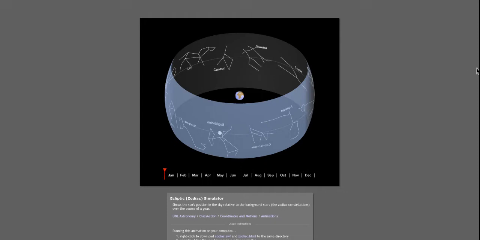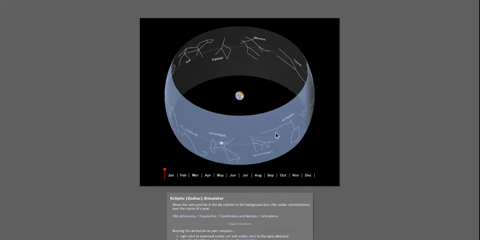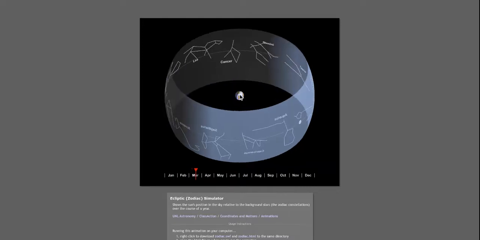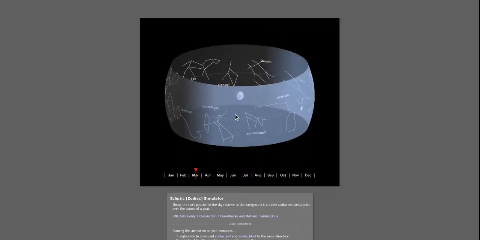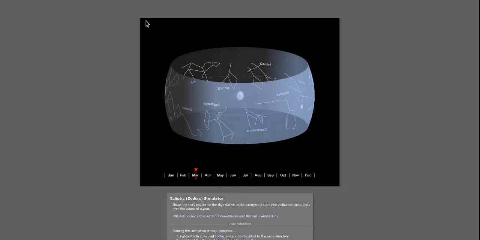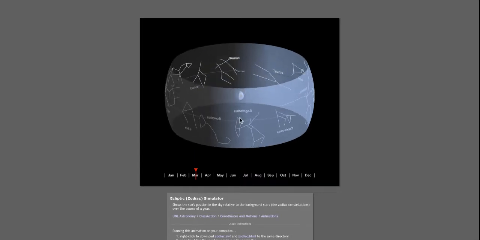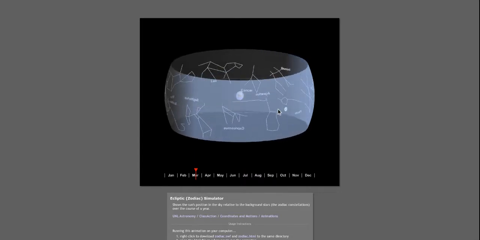All right, I want to show you this Ecliptic Zodiac simulator. So the ecliptic is the line in the sky that the sun follows throughout the year, right? We know that the Earth orbits the sun, but from the Earth's perspective, we're sitting here and the sun is going around us. And so what we have here is like a fraction of the celestial sphere, right? All the constellations and stars around us.